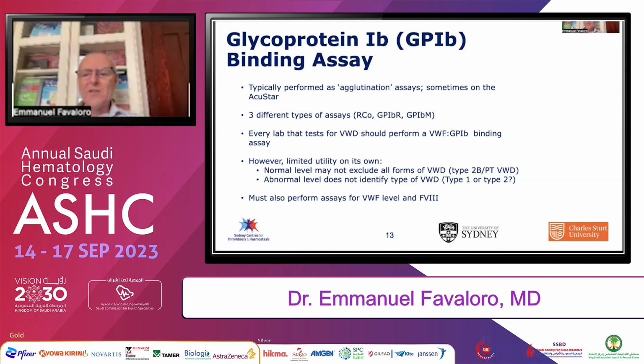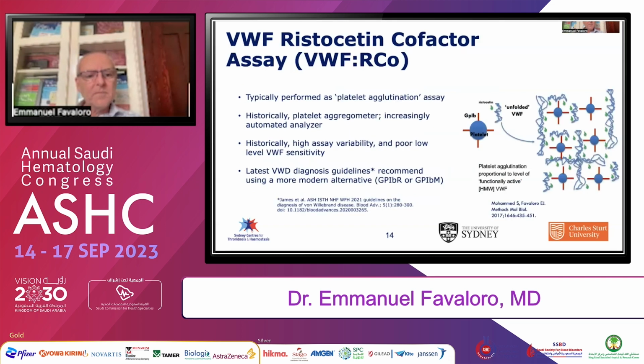A normal level may not exclude all forms of von Willebrand disease, for example, 2B and platelet-type von Willebrand disease. Some patients will give normal levels of glycoprotein 1b binding. And an abnormal level doesn't tell you what type of von Willebrand disease you have. You may have type 1 or type 2. So you must also perform levels for VWF antigen and factor VIII at the minimum.